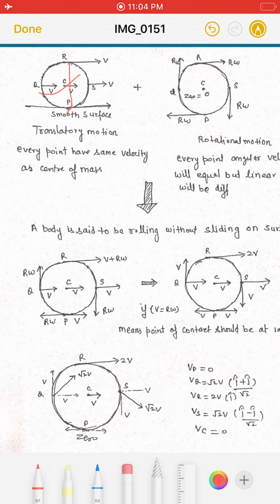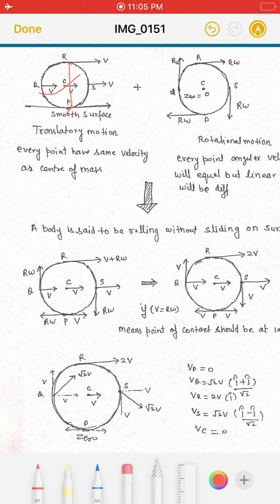So two things I defined, guys. First is translatory motion and second is rotational motion. Translatory means each and every point should have the same velocity as the center of mass. Rotational motion means each and every point should have a different linear velocity except the center of mass. Center of mass velocity should be 0. Now these two are the definitions for translatory motion and rotational motion. Now the combination of these two, translatory and rotational, we say this motion is rolling motion.